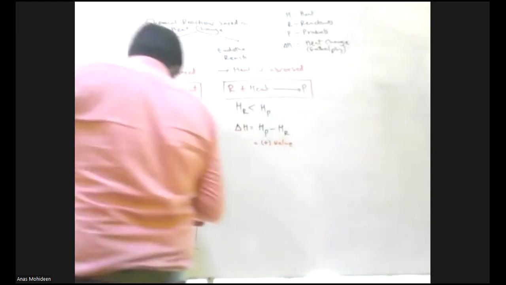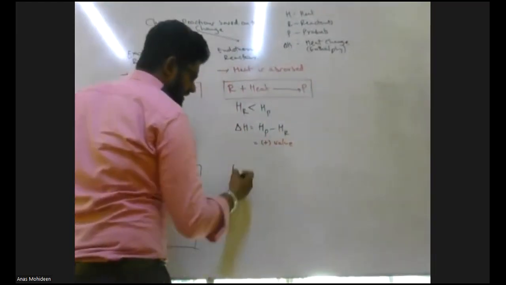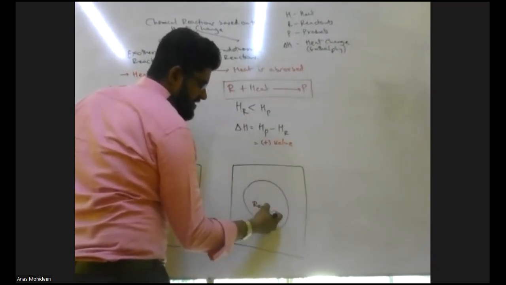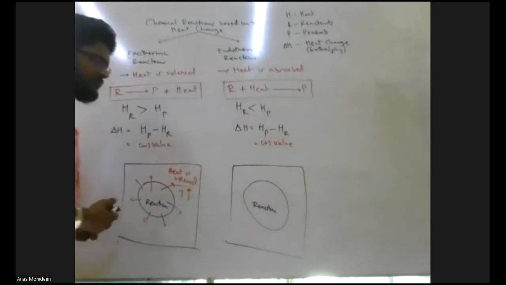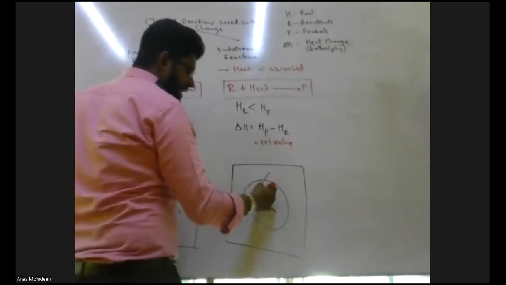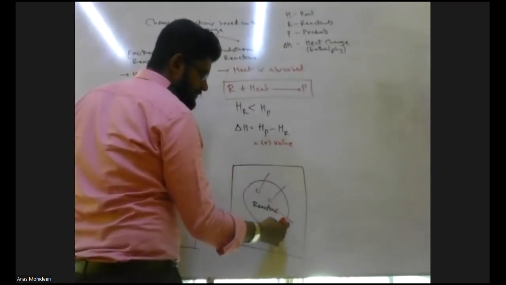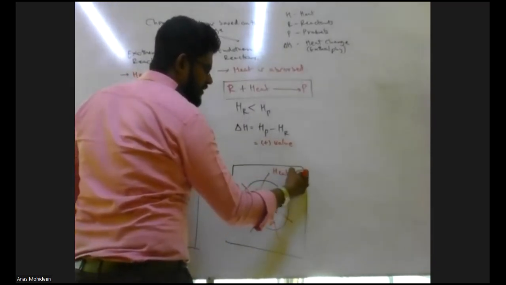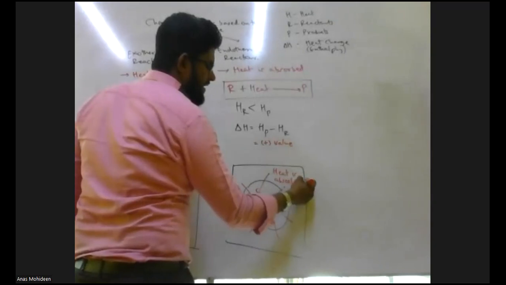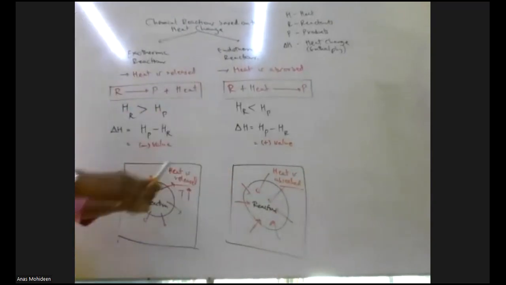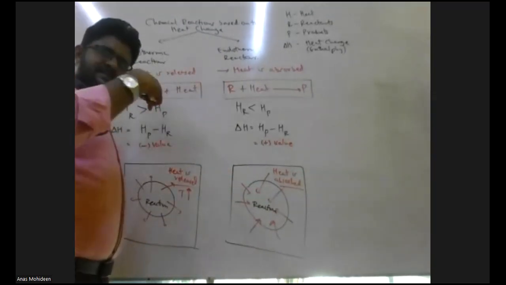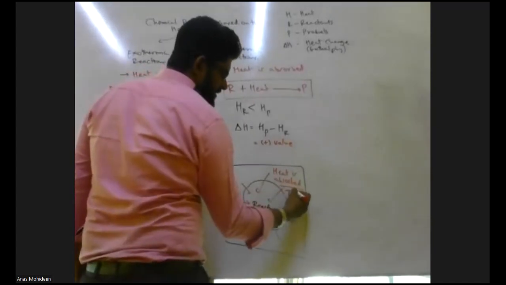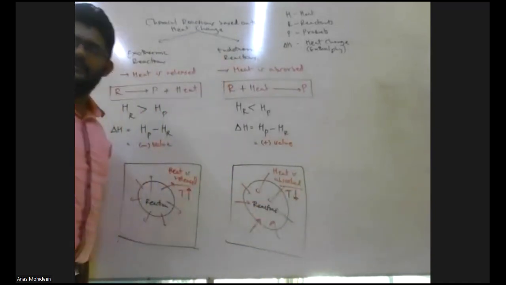The same thing applies here. From the surrounding to the reaction, heat is absorbed. So when heat is absorbed from the surrounding environment, the surrounding temperature increases, but in my system where the reaction is happening, the temperature decreases. Correct?